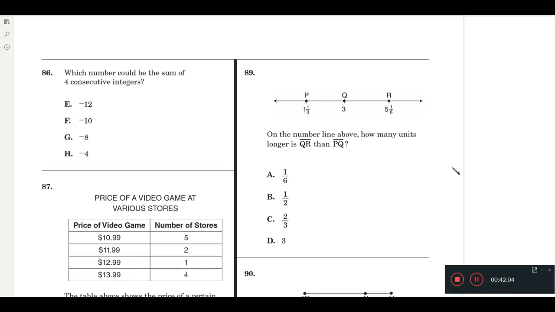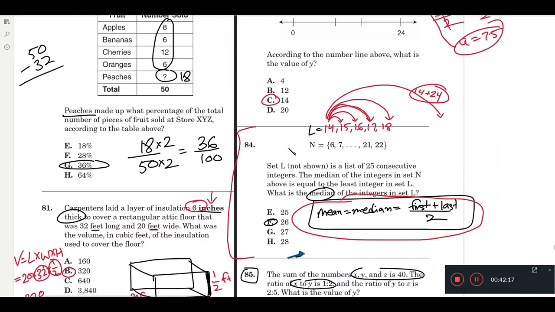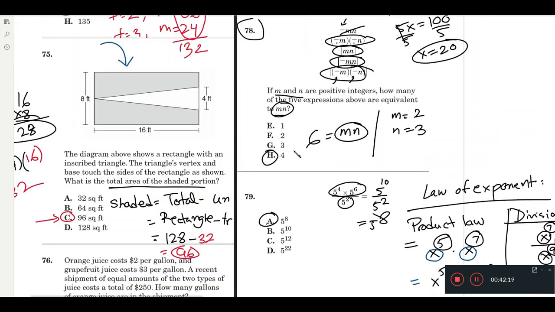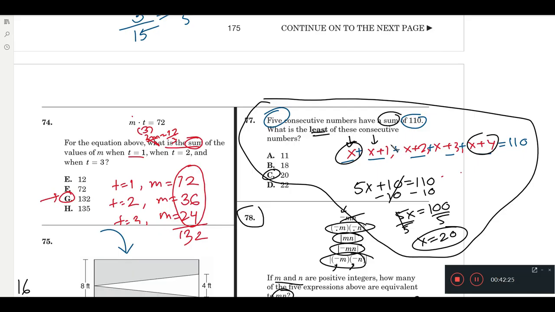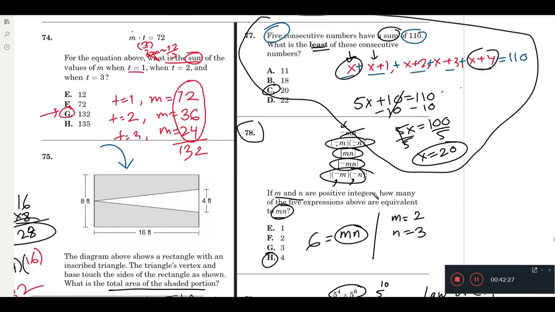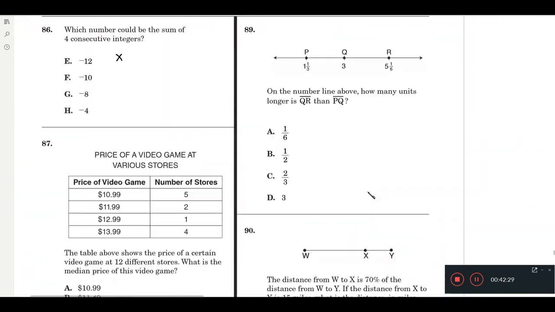86, which number could be the sum of 4 consecutive integers? So what can we do in this case? In this case, you could set up x plus 1 plus x plus 2 plus x plus 3. So we can use the method we used for the last question, like x plus 1. You remember that, Ria? Yeah.